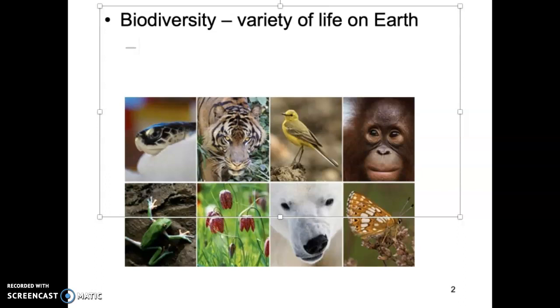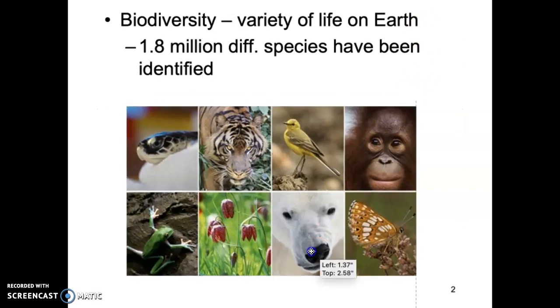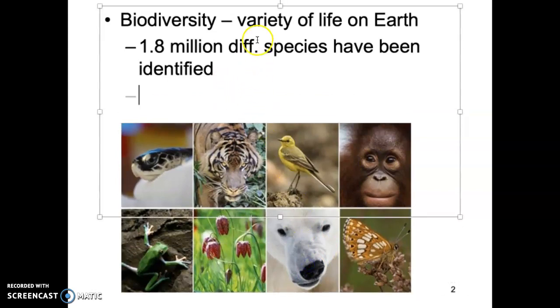When we genetically engineer something, does that make it a new species? What do we want to use as a definition of species? These are all things we'll talk about. But in the big picture, generally, we recognize 1.8 million different species that have been identified by scientists.